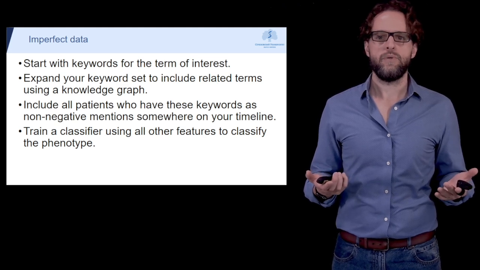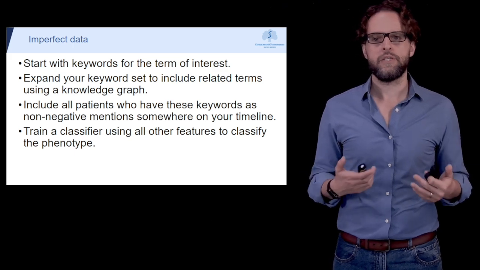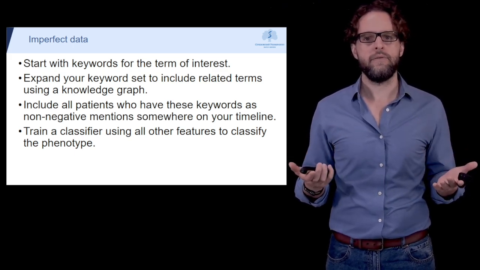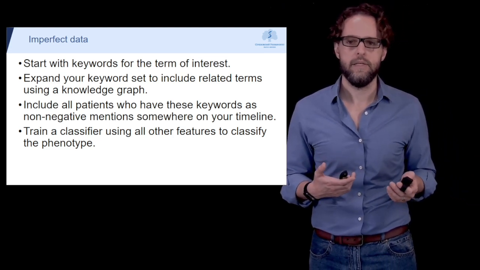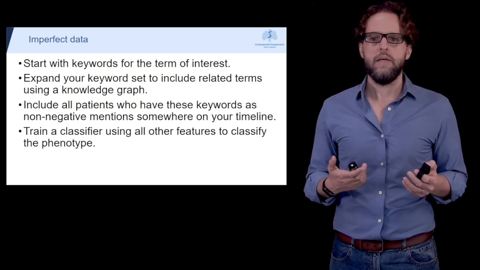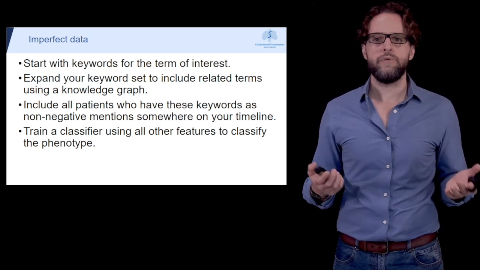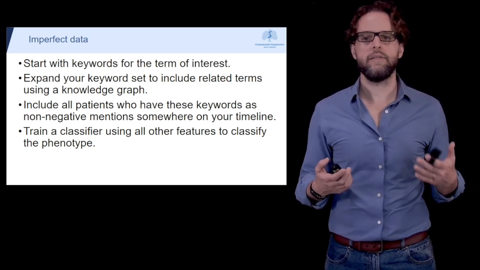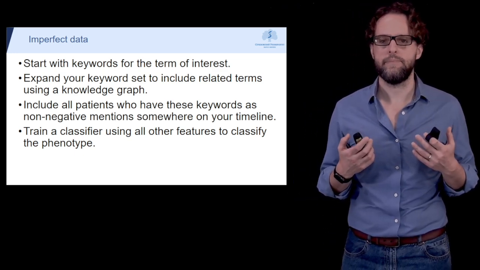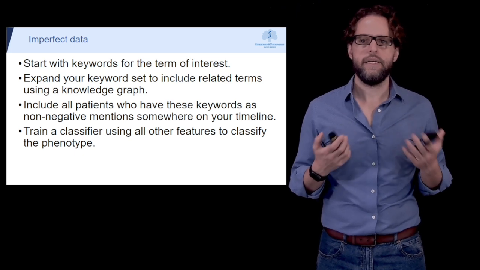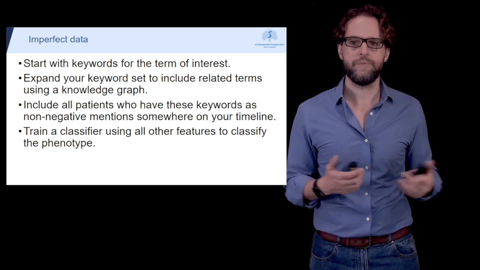Once a set of words has been identified, we can use knowledge graphs to expand the inclusion of related terms. We can search the samples of all patients whose records in the chronological scale contain these terms in a non-negative manner. Finally, we can train a phenotype classifier using all other features.